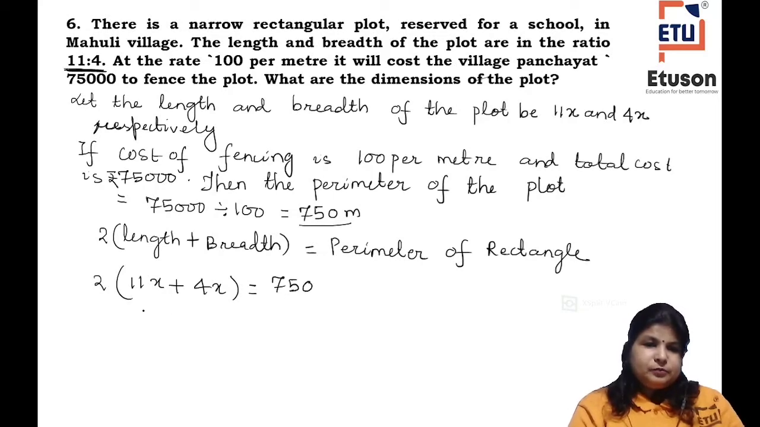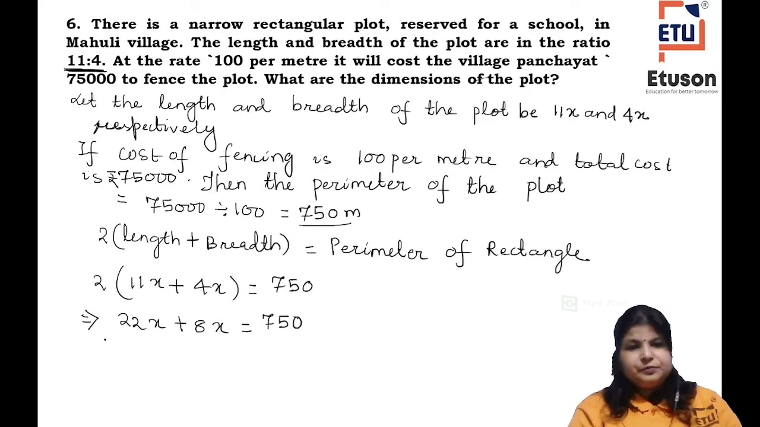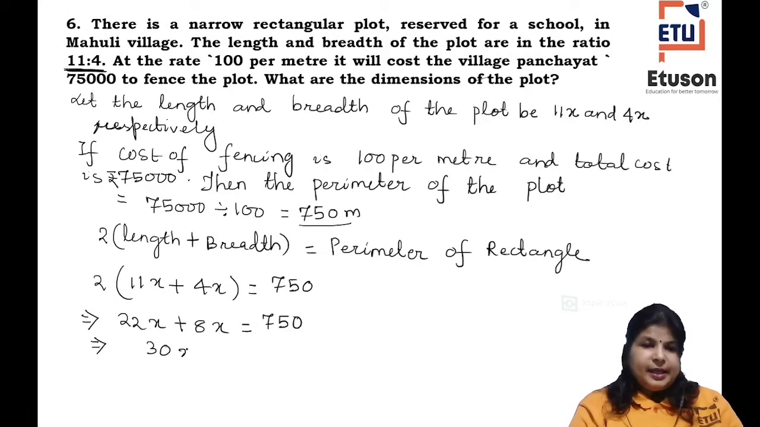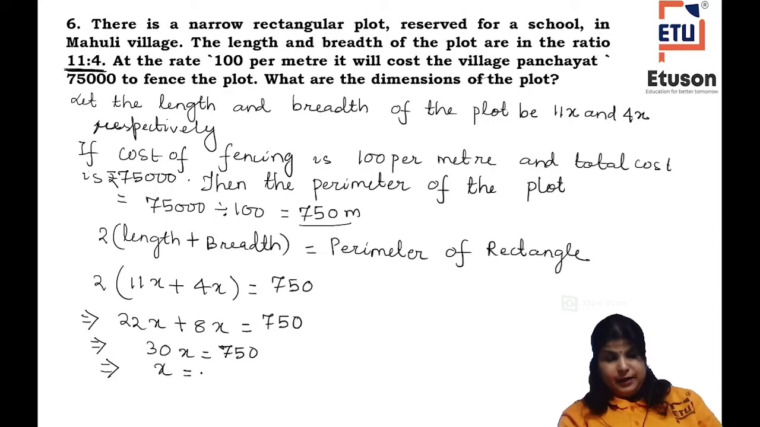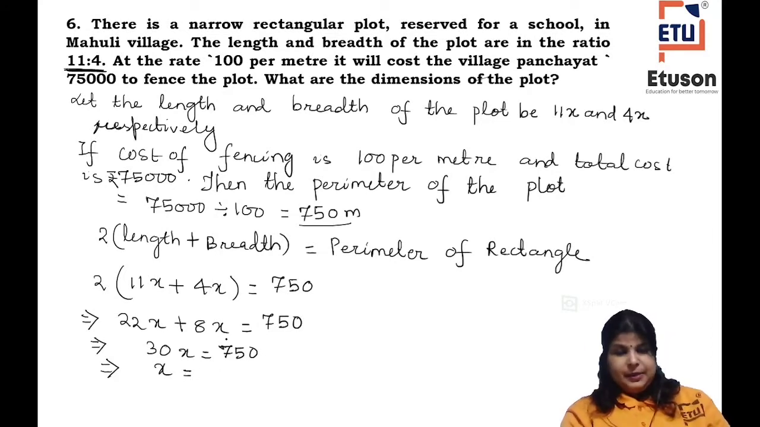750 meter. It implies 22x plus 8x is equal to 750. So that means 30x is equal to 750. So what about x then? So x is equal to 750 divided by 30, that is 75 divided by 3.